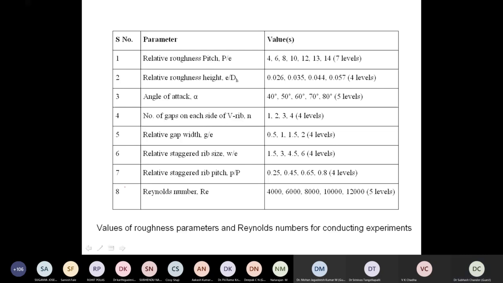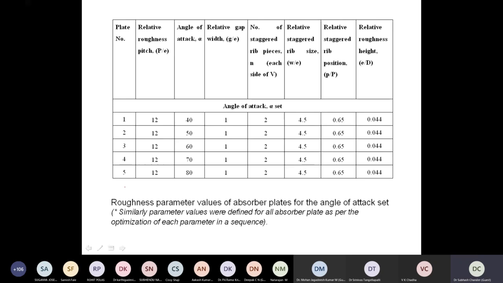At different angles, different gaps were created, and different gap widths were created. And staggered rib size, staggered rib spacing, and Reynolds number, so it is 4,000 to 12,000. It is well within the testing range of solar air heaters. So these are one set of the experiments that we have conducted for a value of alpha.